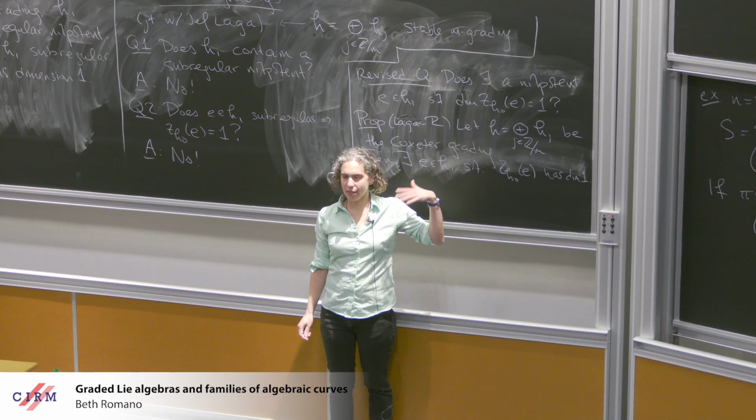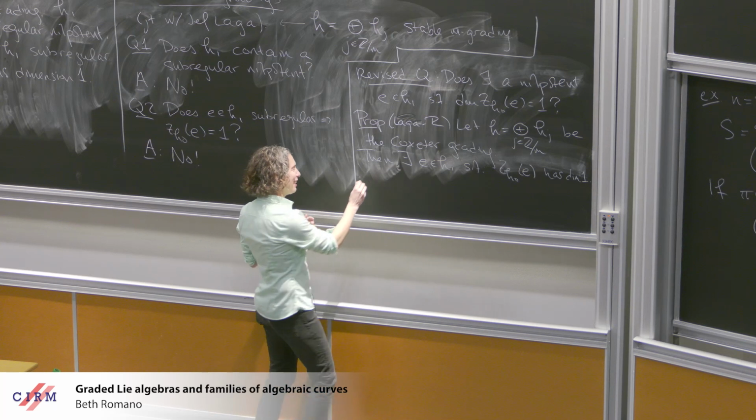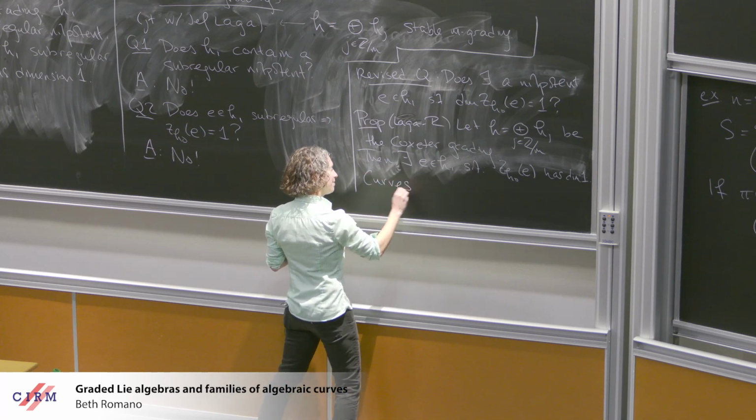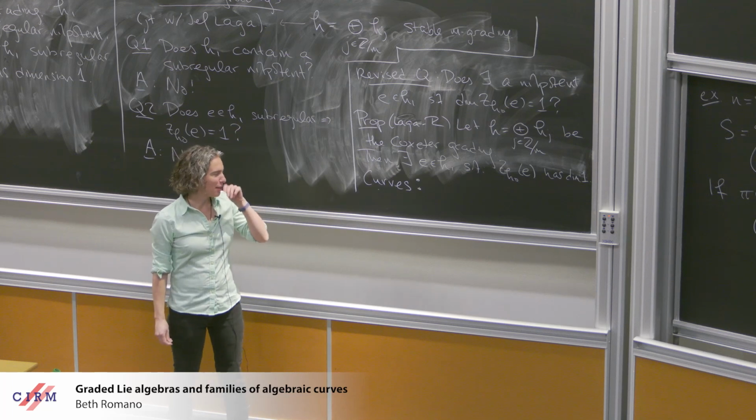I'll just say every simple Lie algebra has a Coxeter grading. So this is nice because it's completely uniform. We don't have to think about simply laced. It just works in general. The curves, unfortunately, that you get when you continue the process are boring.